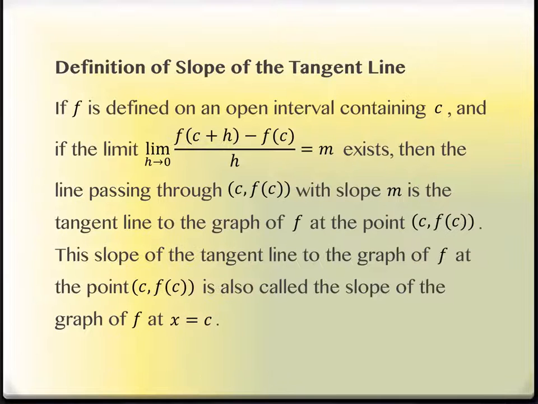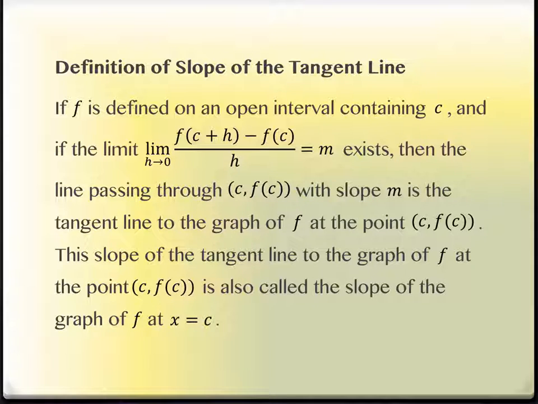All right, so then the definition of the slope of the tangent line is quite similar. You'll notice that this part of the equation is exactly what was on the previous screen, isn't it? f of c plus h minus f of c over h. What's different?